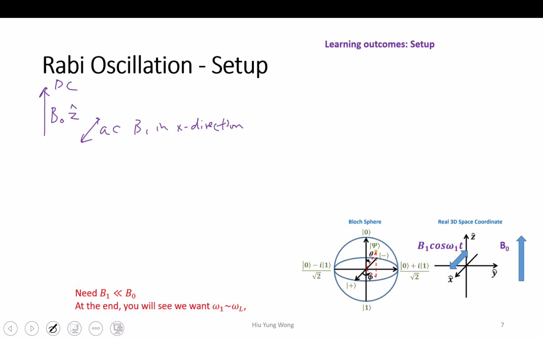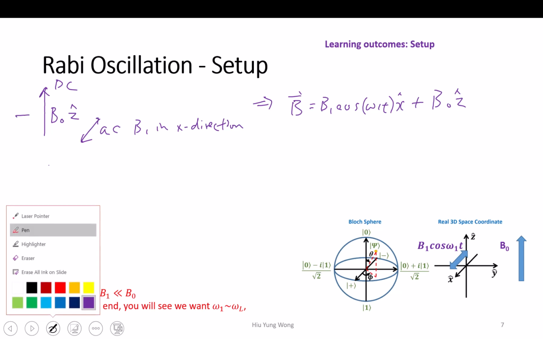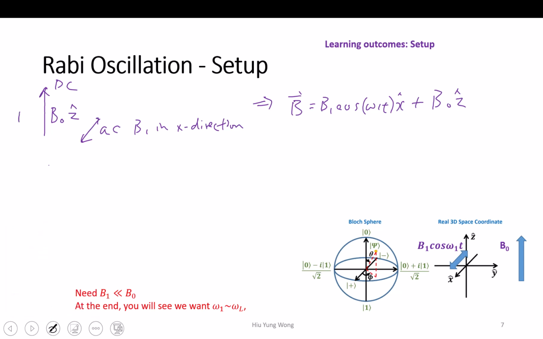So how do I describe the total magnetic field? The total magnetic field, of course, equals the x component, B1 cosine omega-1 t x hat, plus B0 z hat, right? That is the total magnetic field. So how about the interaction Hamiltonian then? The physics is the same, right? So the Hamiltonian must be negative mu dot B, okay?